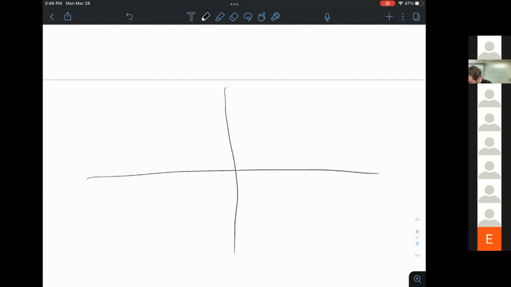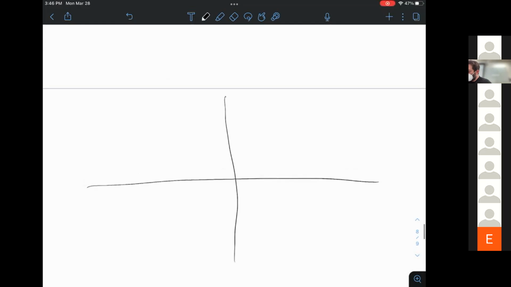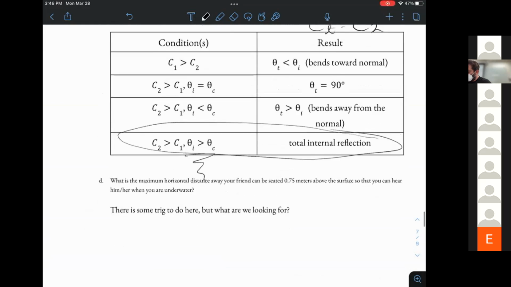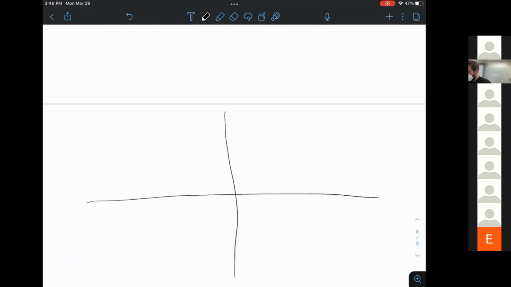So there's the normal. Here's the water. We want to know, I guess it doesn't matter where you are. I don't know why I keep drawing you. So this is the distance that we're going to be adjusting. We'll call that X, right? This distance is fixed. This is 0.75 meters.